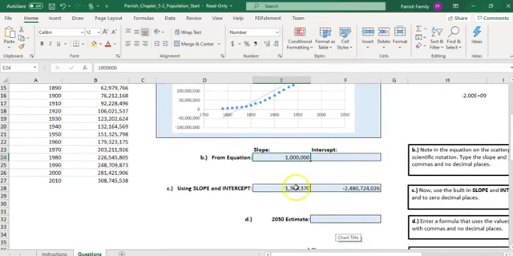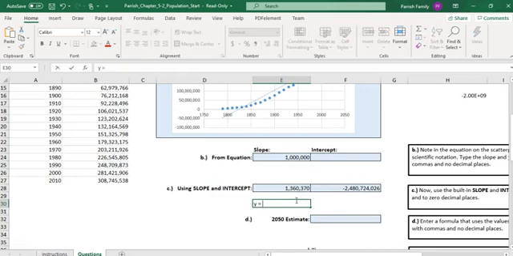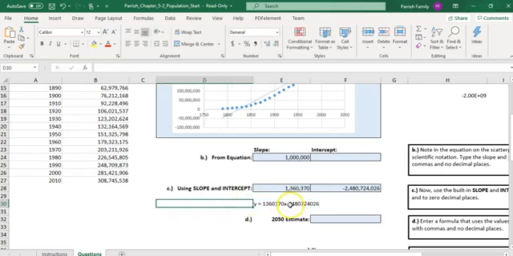All right, so now what this problem means here is that this is my slope and this is my y-intercept. So I technically have an equation that is y equals 1,360,370 x minus, because it's a negative, 2,480,724 and 26. So I have this equation here.